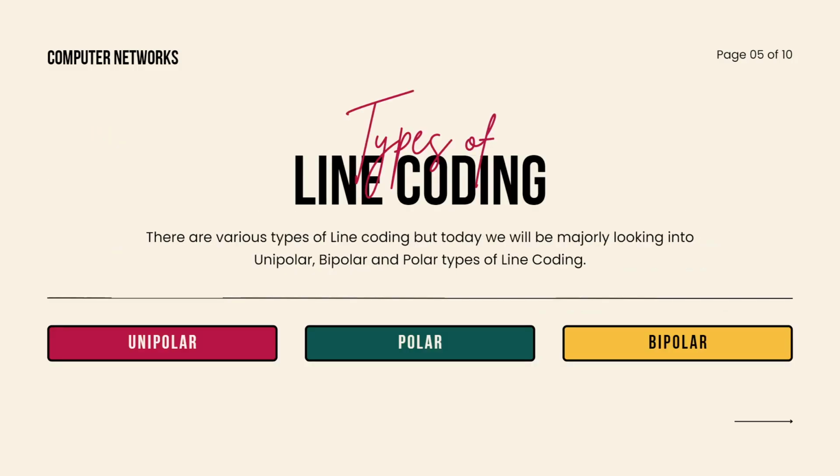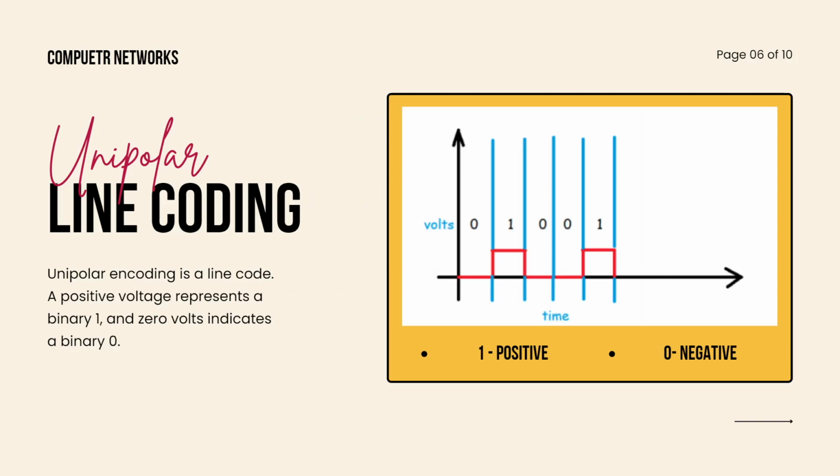Now we'll look into the types of line coding. There are three major types of line coding, which are unipolar, polar, and bipolar. Now, unipolar line coding. In unipolar line coding, the positive level is represented by 1 and the negative level is indicated by 0, binary 0. For instance, we can see here in the line diagram, wherever there is a 1, it is positive from the scale, and wherever there is a 0, it is on the baseline.